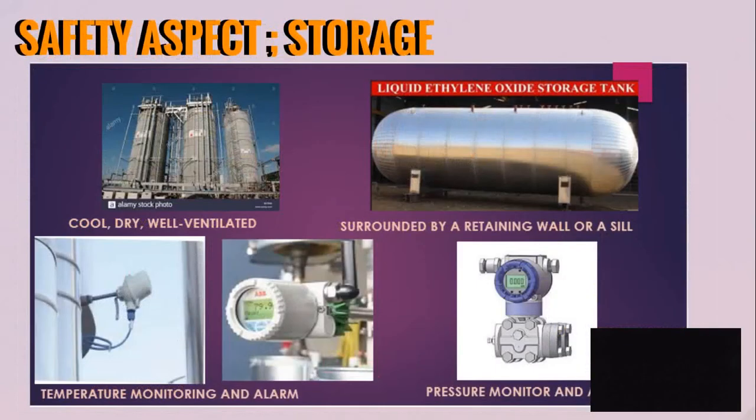For the safety aspect in storage, first is using a cool, dry and well-ventilated area, which will decrease the rate of ethylene oxide polymerization. Secondly, the storage is surrounded by a retaining wall or a seal to provide a degree of protection to equipment from being heated. Temperature monitoring and alarms, and also pressure monitoring alarms, are used to monitor and alarm on the rate of rise of storage temperature or increases in pressure.